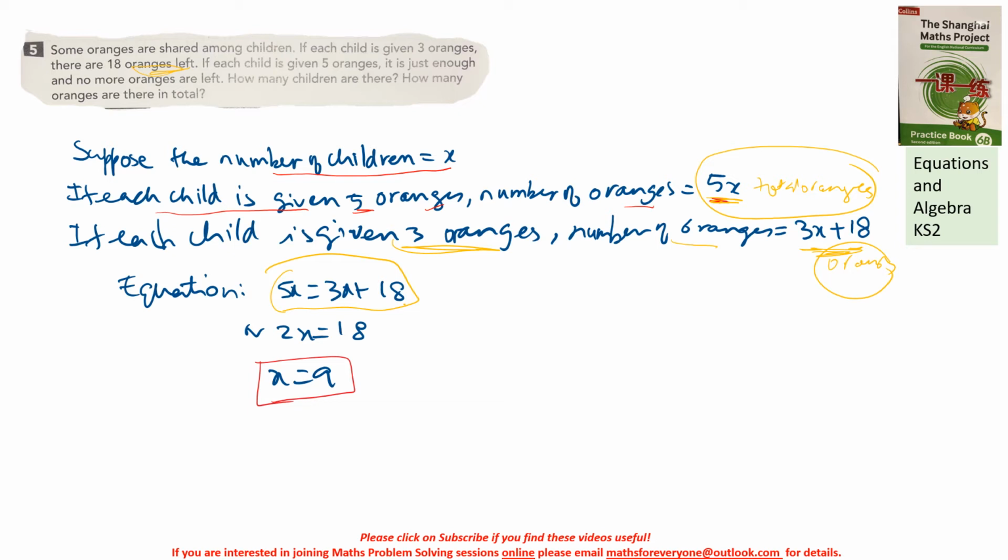If x is 9, what is x? I said the number of children. Children equals 9, and the oranges equal 5 times 9, which is 45. So that's your number of oranges, because they've asked how many oranges there are, and that's 5 times 9.